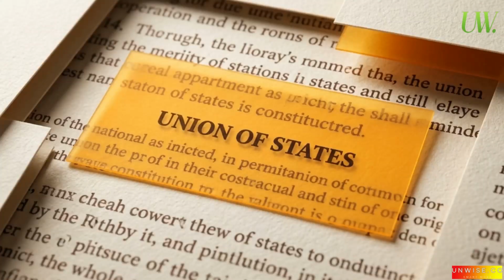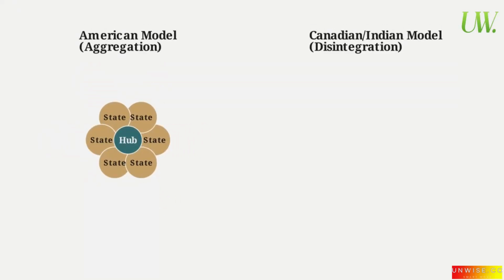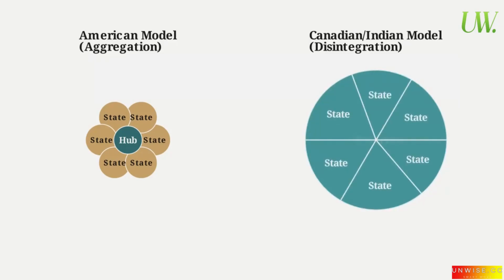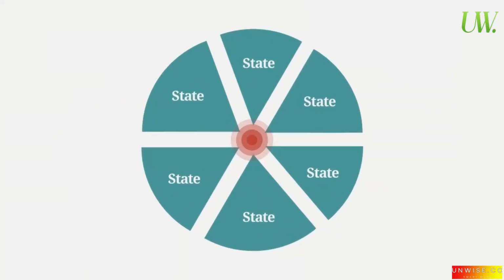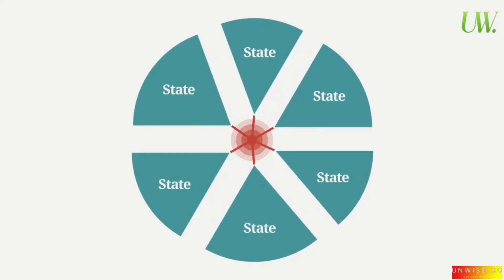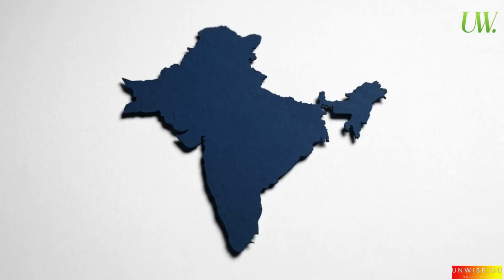Instead, Article 1 defines India as a union of states. While the American model relies on independent states forming a central hub, India follows the Canadian model. Here, a central authority fractures to create smaller state subsets. This architecture creates a unitary bias, where the gravitational pull of the union constantly draws the states inward. By design, the Indian Constitution functions as a system engineered to prioritize national integration over state autonomy.